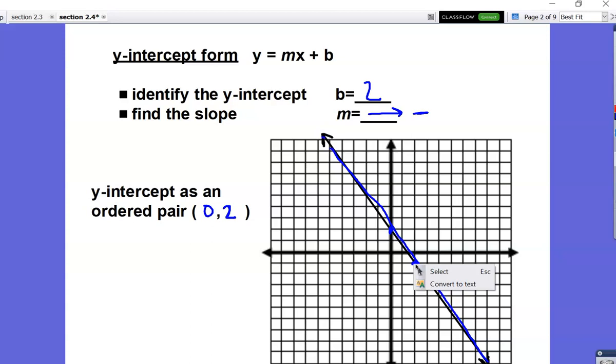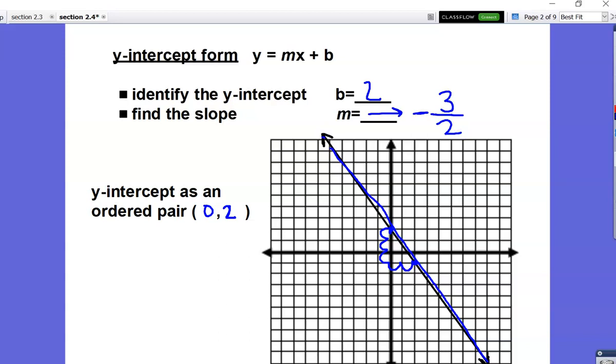So first I want to go back to my y-intercept where I started. And I want to count how many spaces I moved up or down. So I moved 1, 2, 3 spaces down. And then I want to count how far over I have to move. I move 1, 2 spaces to the right. So I have a slope of -3/2.